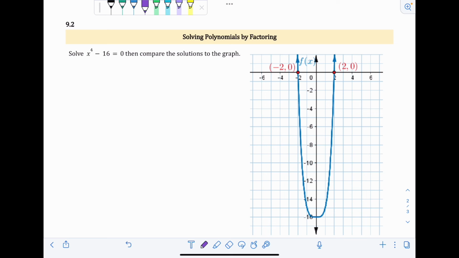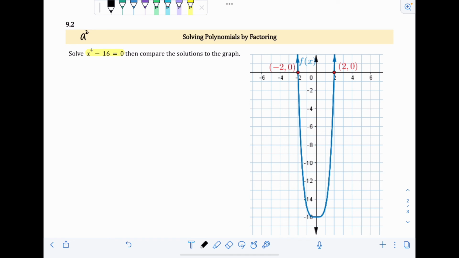So 9.2 is solving. We know that solving by factoring just requires you to factor and then do one extra step. So our equation is: solve x to the 4th power minus 16 equals 0. We're going to solve by factoring, and this has two terms. The 16 is a perfect square. Technically, the x to the 4th is a perfect square also. So I'm going to try to approach it with a difference of squares approach.